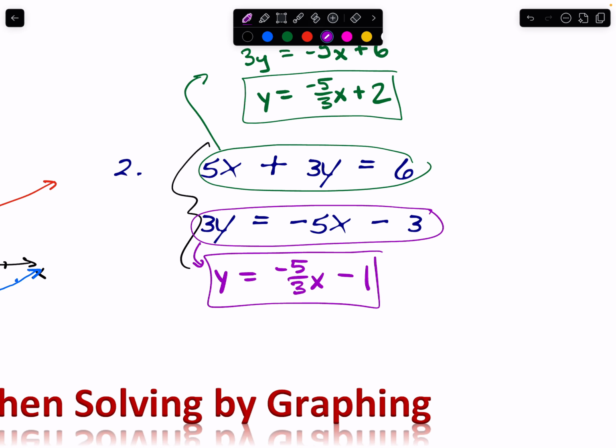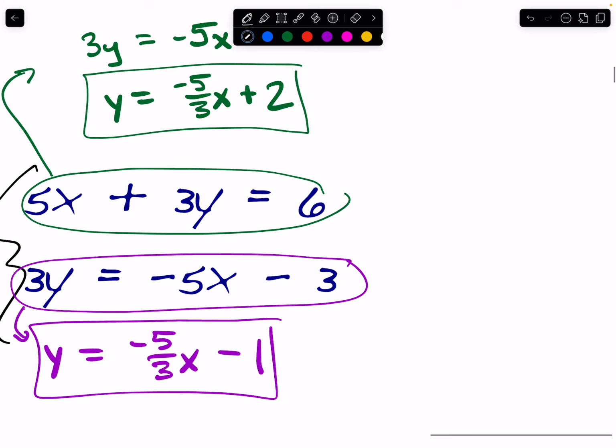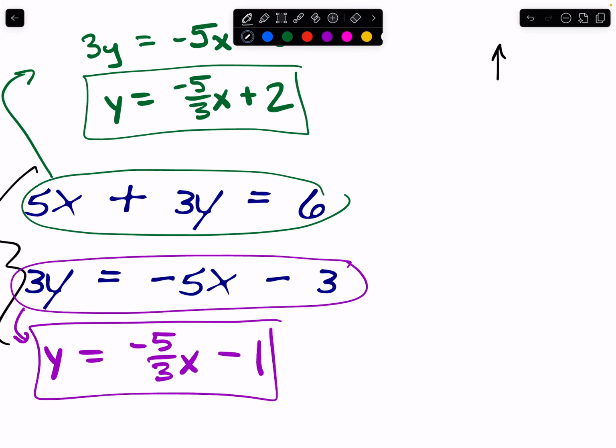And we should notice, even at this point, the slope is the same in both equations. Okay, but it looks like they have different y-intercepts. So let's graph those.